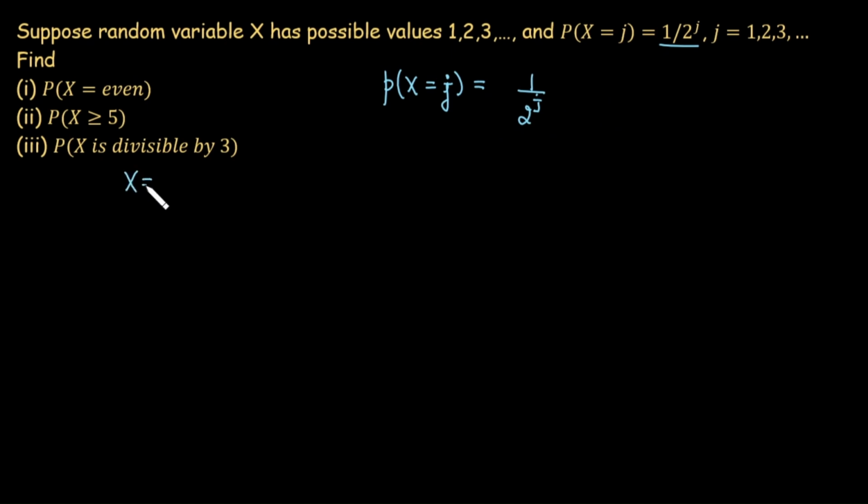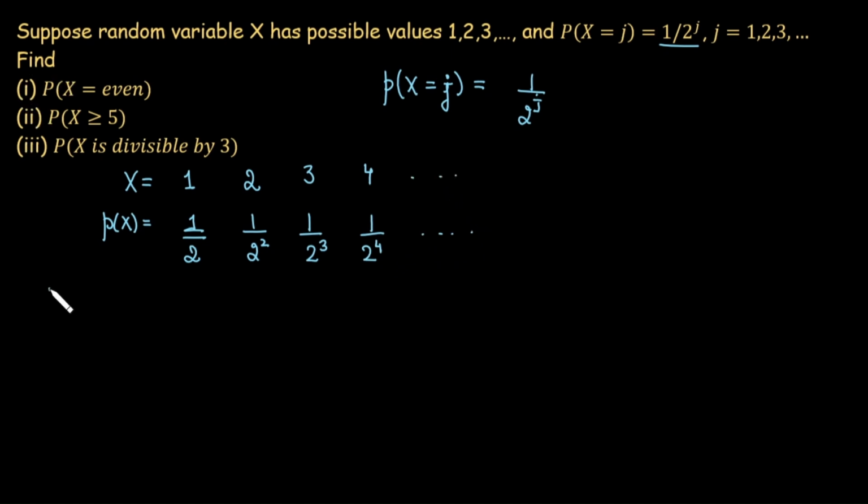So when x is equal to 1, the corresponding probability is equal to what? That is 1 upon 2. And when x is equal to 2, that is 1 upon 2 square. When x is equal to 3, 1 upon 2 cube. When x is equal to 4, 1 upon 2 raised to power 4. And we can continue this.